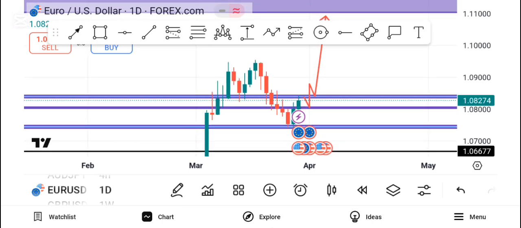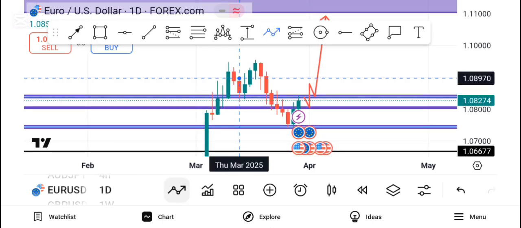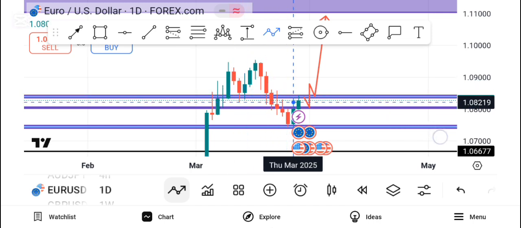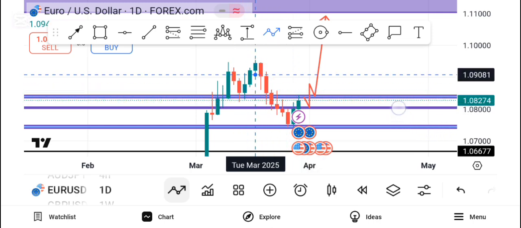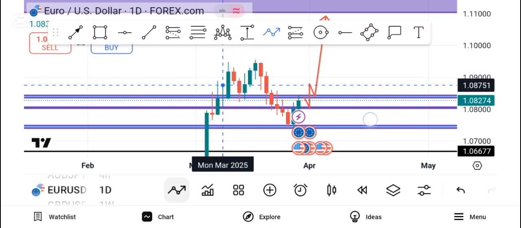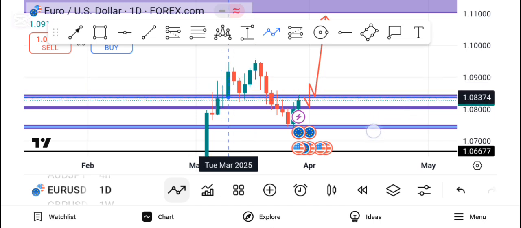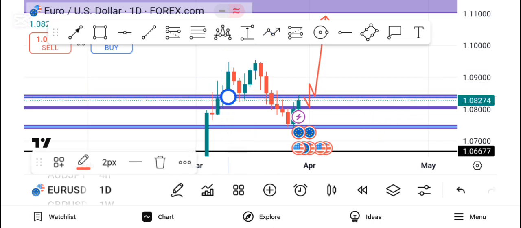So this is the daily time frame. What do you see? Price is still in a downtrend. As you can see, it's a double top here. I'm coming, let me adjust this level.